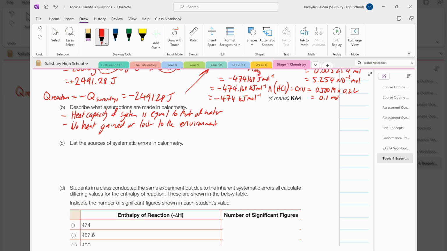Now, it says list the sources of systematic errors in calorimetry. Now, systematic errors are errors that are always going to affect every single result. So for one, it'll be that value there: the fact that it's not actually going to be all the same as water, because you've got the glass stirring rod in there that's going to absorb some energy. You've got the thermometer. You've got the metal casing of the bomb calorimeter. You've got the styrofoam. So the source of error is leaking heat to atmosphere.